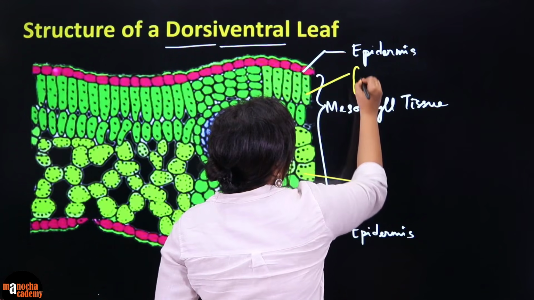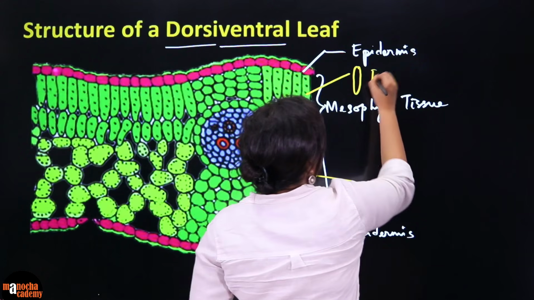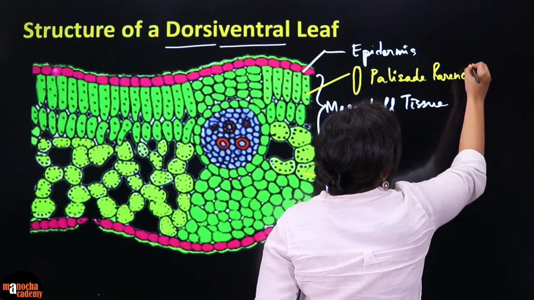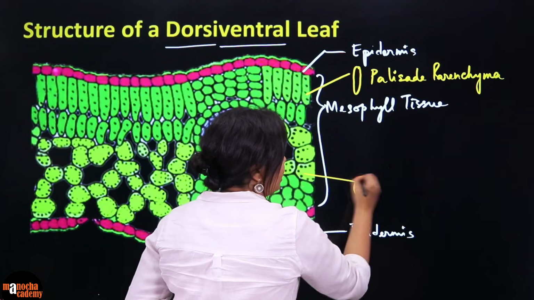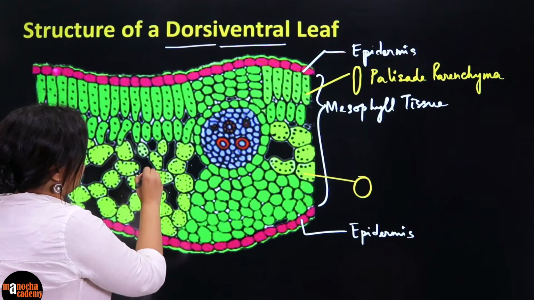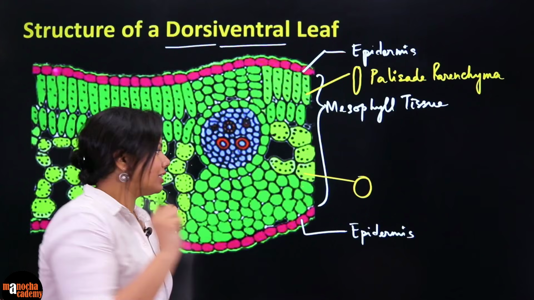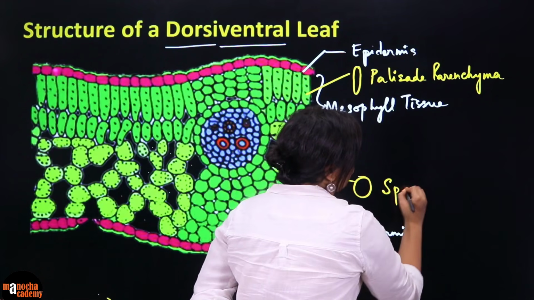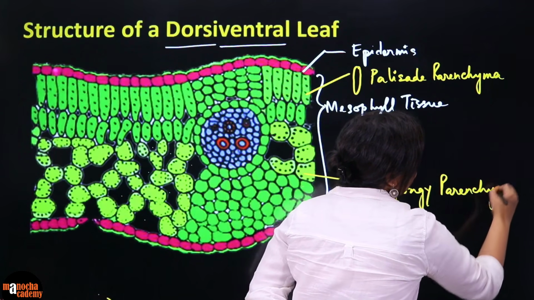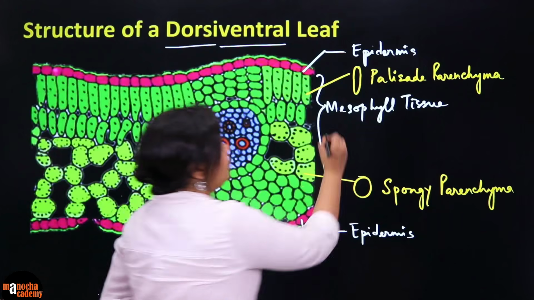So these cells which are elongated in shape are known as palisade parenchyma. They are parenchymatous cells. And the round cells are known as spongy parenchyma, because you see there is space in between the round cells, as a result of which it looks porous and like a sponge. So that is why it is known as spongy parenchyma.